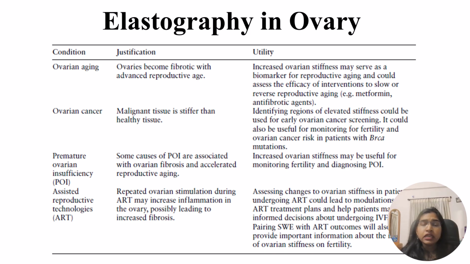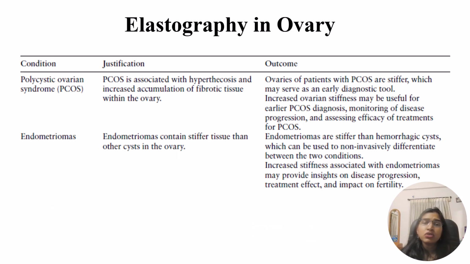In ART, repeated ovarian stimulation may increase inflammation in the ovary that can lead to increased fibrosis. PCOS is associated with increased accumulation of fibrotic tissue within the ovary. Endometriomas also contain stiffer tissue than other cysts in the ovary.